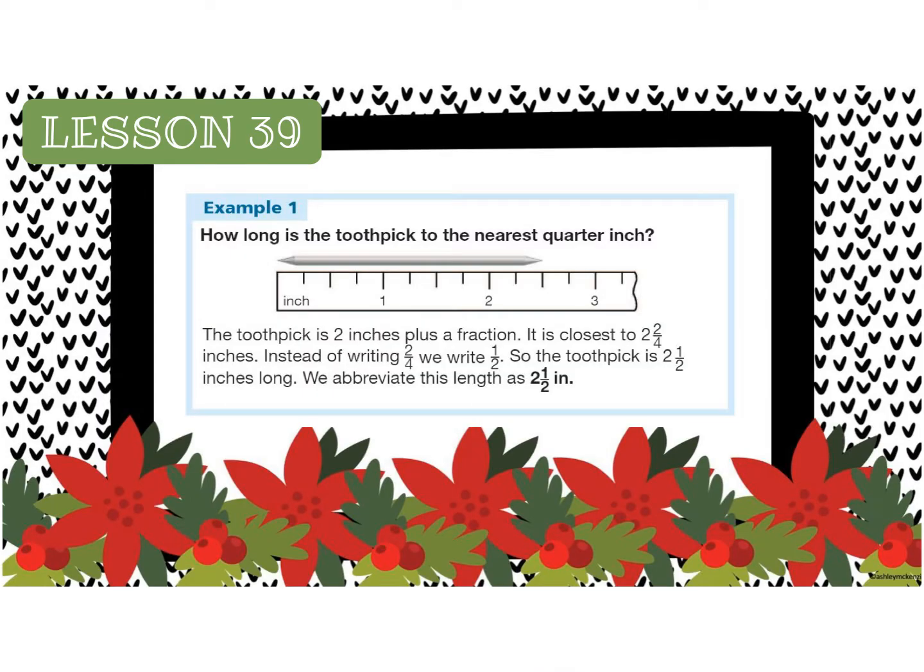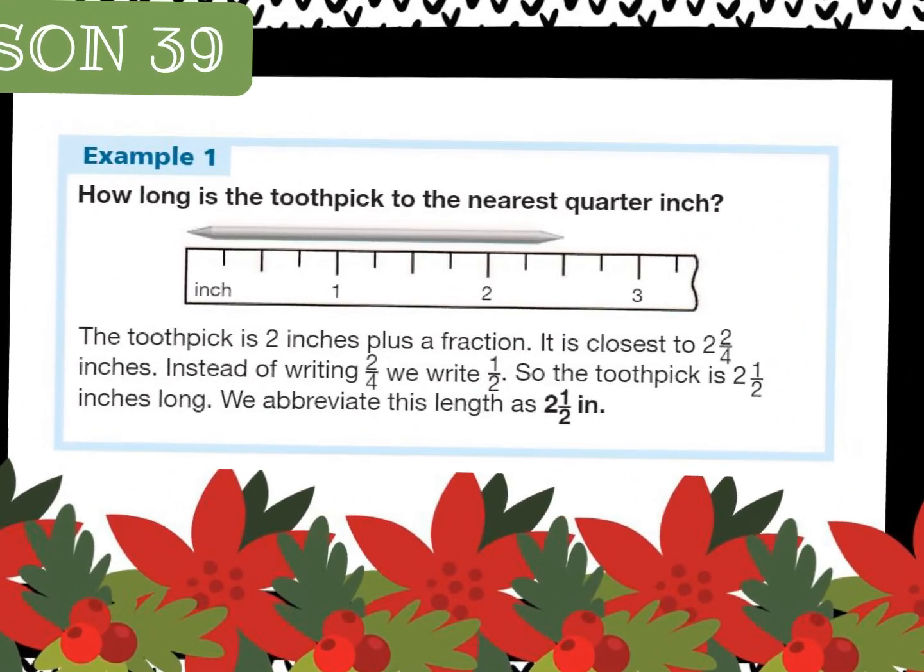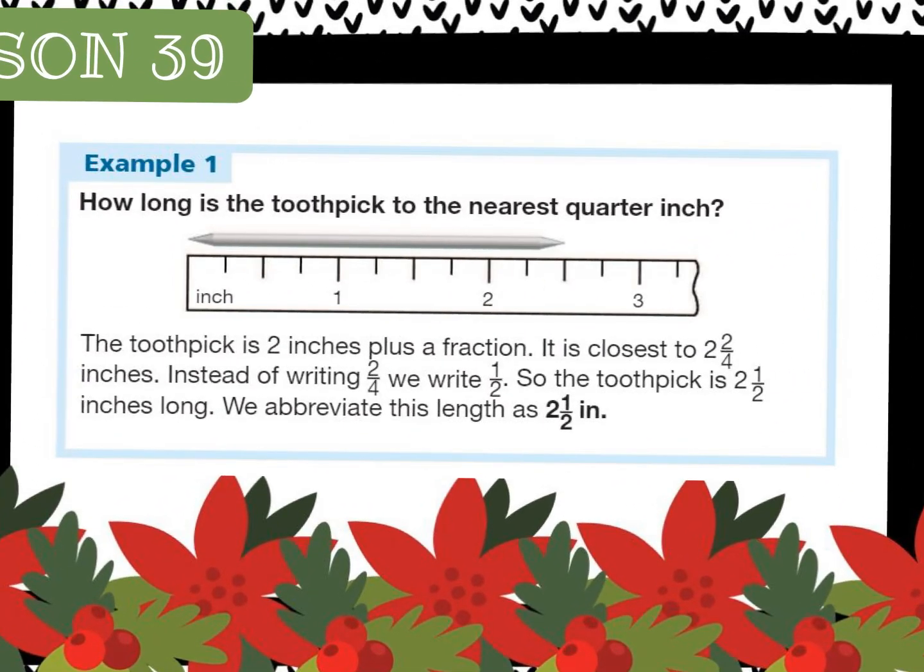Okay, example 1 says, how long is a toothpick to the nearest quarter inch? What does quarter mean again? Fourth. Good. It means fourth. Okay. The toothpick is 2 inches plus a fraction. Okay. I want you to look at where the toothpick ends right here. 2.5. Does everybody agree that this is 1/2 right here between 2 and 3? Okay. So then my answer would be 2.5 inches. That's to the nearest quarter inch.